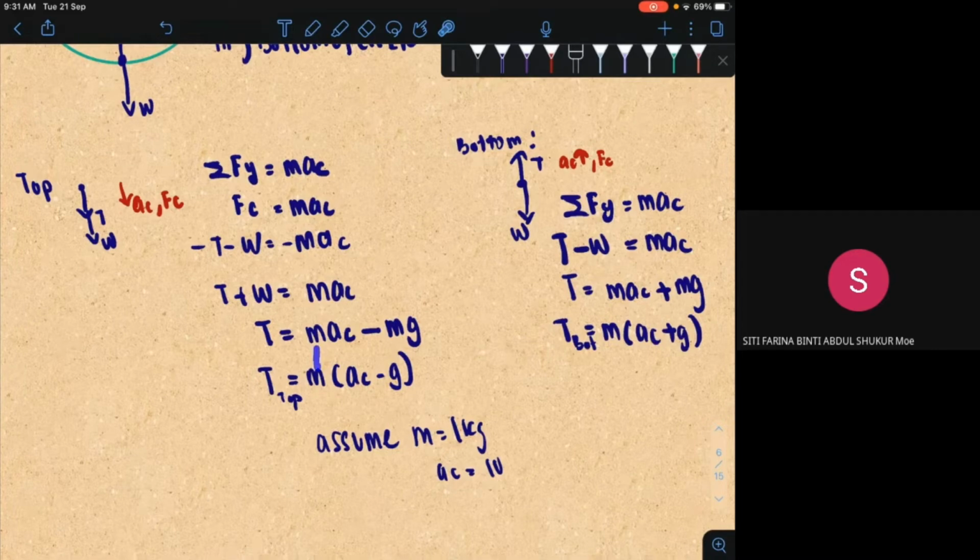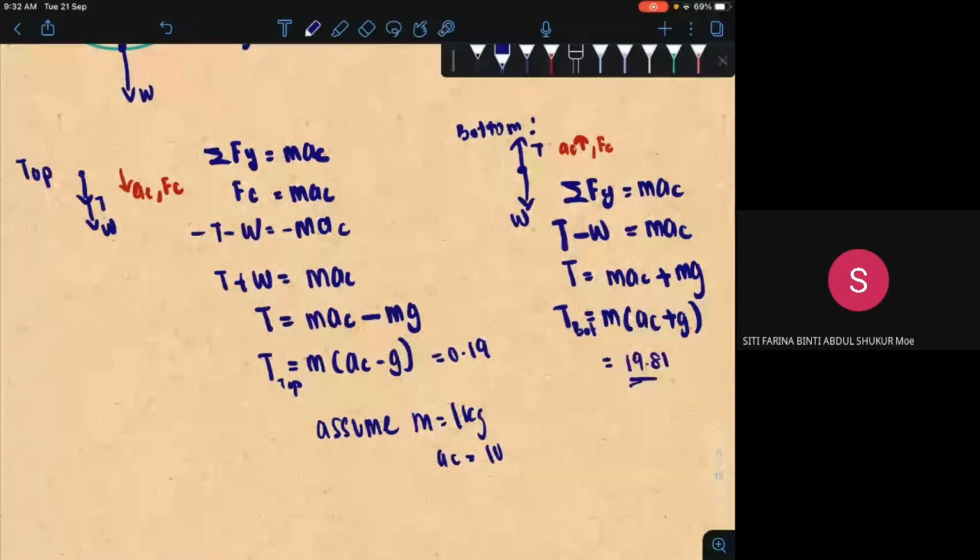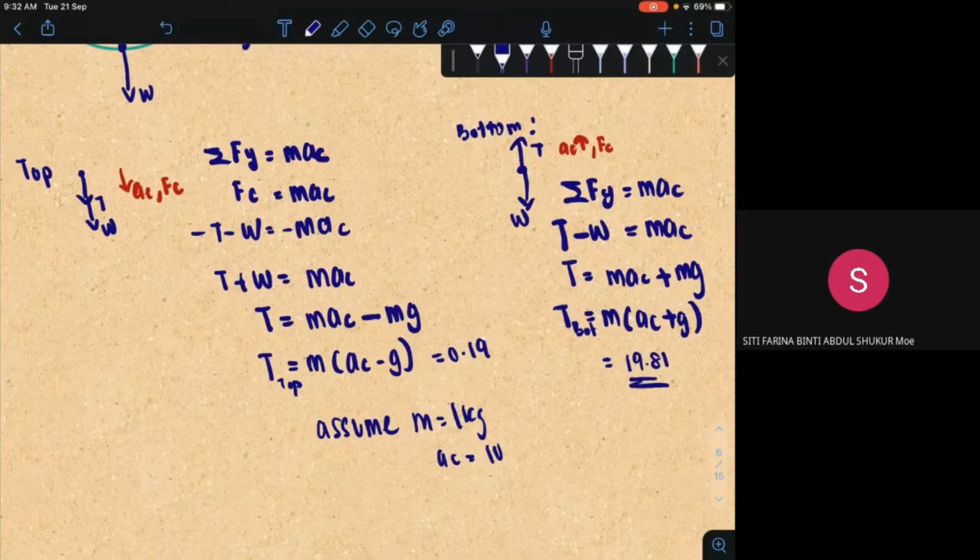So 10 minus 9.81, berapa tu? 0.19 dekat sini. So 1 multiply with 0.19 kamu akan dapat 0.19 tension kamu. Pada dekat sini kamu akan dapat 10 campur dengan 9.81 darab dengan 1, 19.81. So the tension here is bigger because your AC you plus with the G. The tension here dekat sini small because your AC you minus.